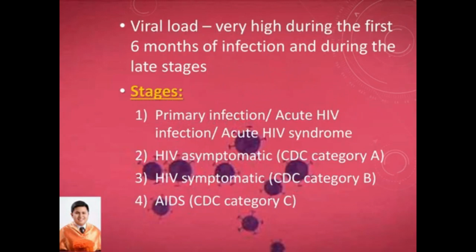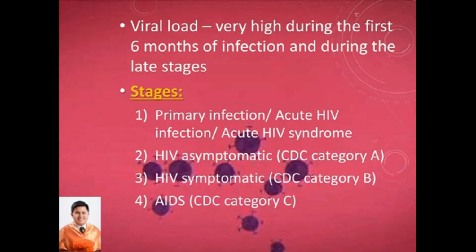We have the term viral load. An HIV viral load is a blood test that measures the amount of HIV in our blood. This viral load is considered at a high level during the first 6 months of infection and during the late stages. These are the 4 stages according to the CDC, or the Centers for Disease Control and Prevention.